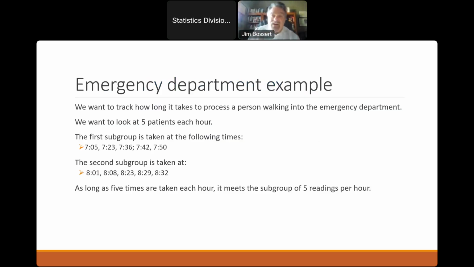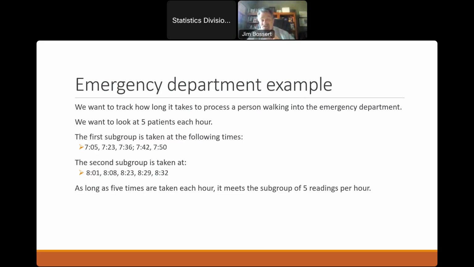We want to track how long it takes to process a person who walks into emergency before they're actually being taken in for some kind of triage. We're going to look at 5 patients for each hour. So I have the first subgroup, and these are the times I've got. Then I took the second subgroup. Notice the times are a little bit different. Again, I'm saying an hour is the subgroup interval I'm interested in, so as long as I take 5 times in each hour, it meets that time frame.